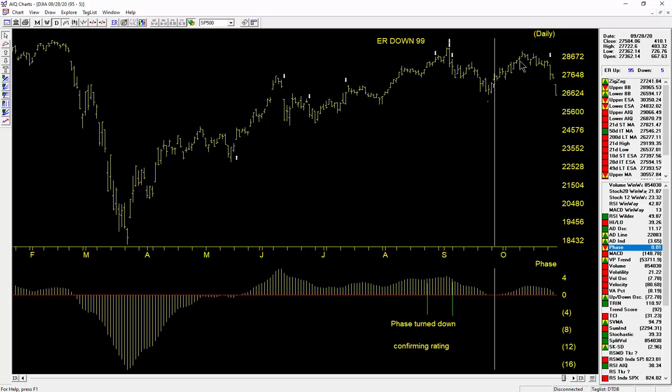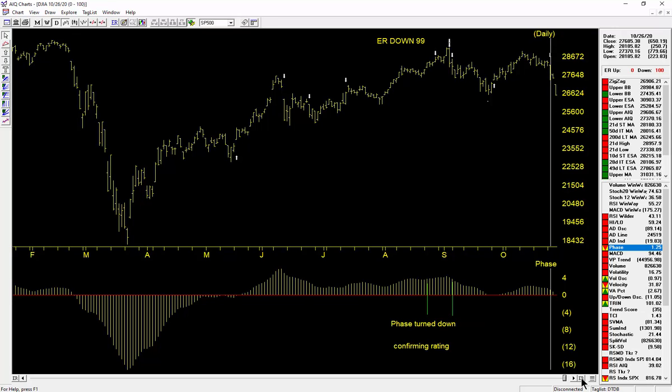Period here towards the middle of October where very little happened. Then we had this one long down day on the Dow on October the 26th. This triggered a 0-100 to the downside. The price phase had already turned down, confirming that signal. And of course, prices have moved down since then.